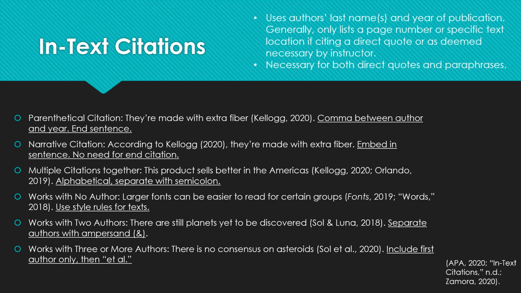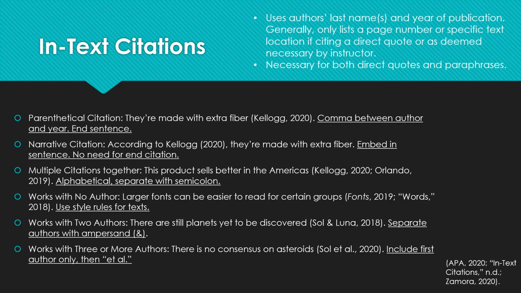So the first example we see is a parenthetical citation. Here is when an author's idea is presented in the sentence, and then in parentheses, the author's last name and the publication date are listed with a comma in between each piece of information. That comes at the end of a sentence, and it's followed by the period.